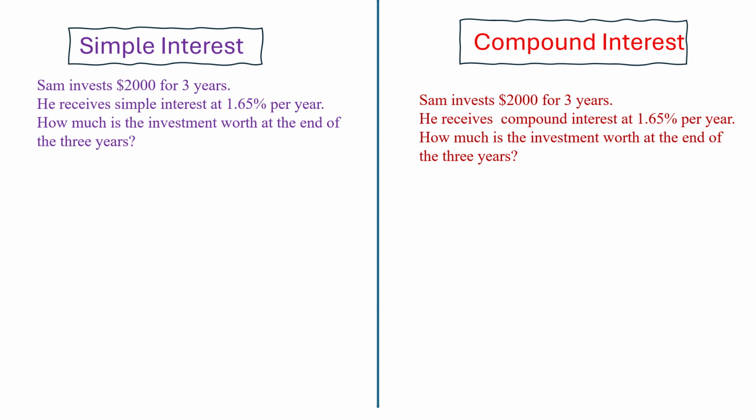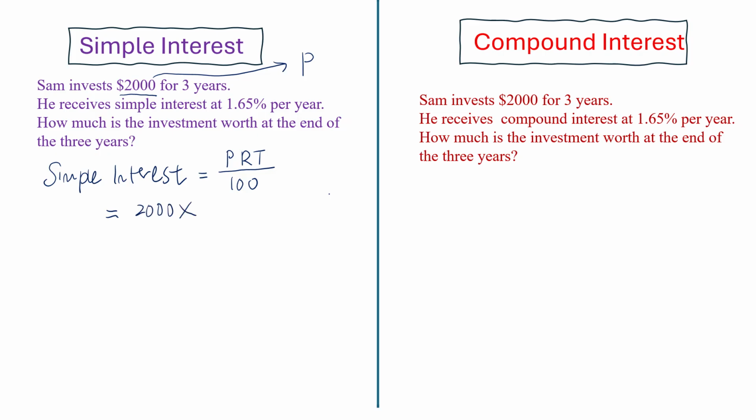To calculate simple interest, this is the formula we will be using: PRT over 100. What does P represent? P represents the principal sum, which in this case is $2,000. That is the value for P.